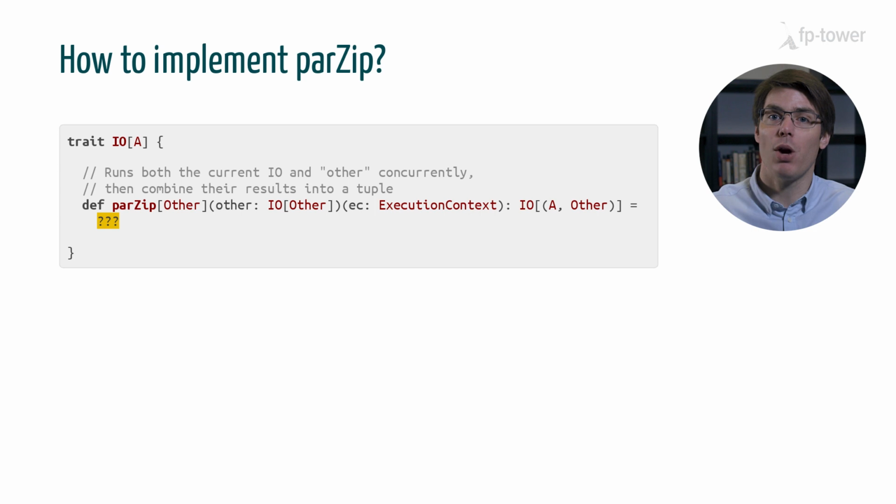Now the million-dollar question is how can we implement parZip? I suggest that we get some inspiration from Scala features in the standard library because we know that they can run code in parallel.